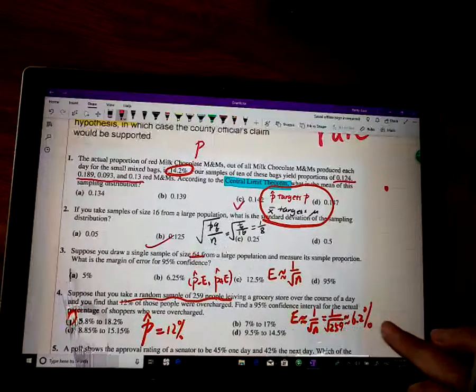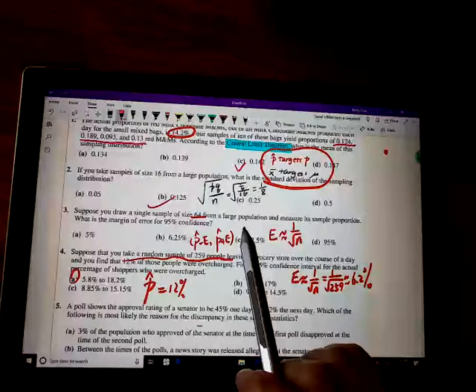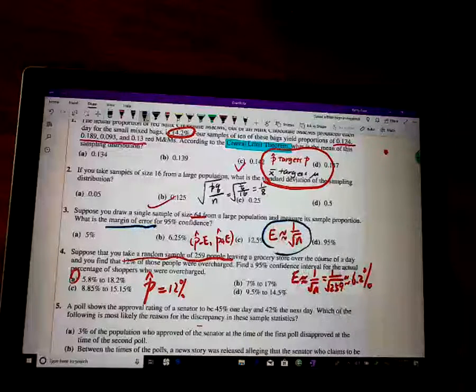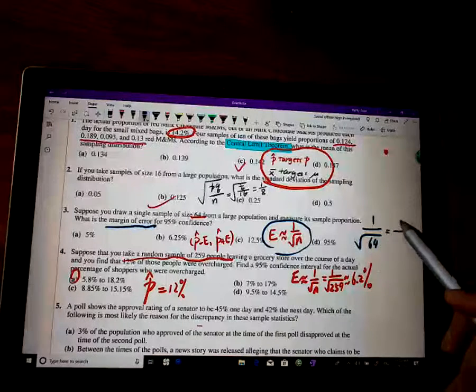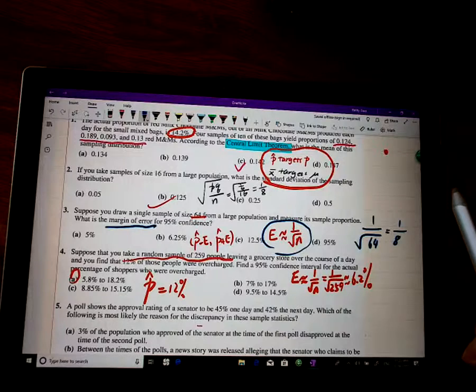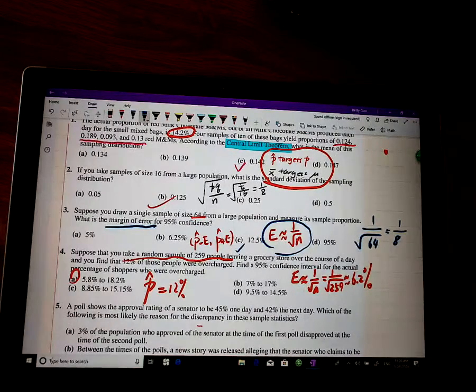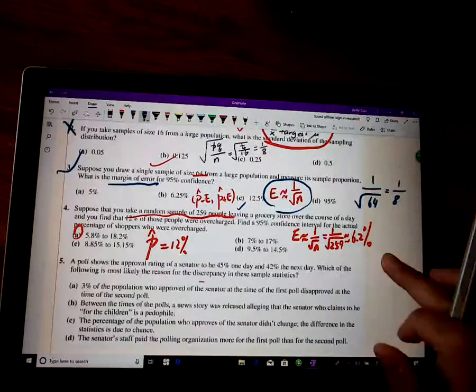Number 3, suppose you draw a single sample of size 64 from a large population and measure its sample proportion. What's the margin of error for 95% confidence? We can do this one. For margin of error, that's the formula. n is the sample size. We are given 64, the root of 64 is 8, so 1 over 8 is 0.125. So that is 12.5%. Is that doable? Number 3 is very straightforward. Yeah, just ignore 1 and 2. If you have something, not that big a quiz, email me.